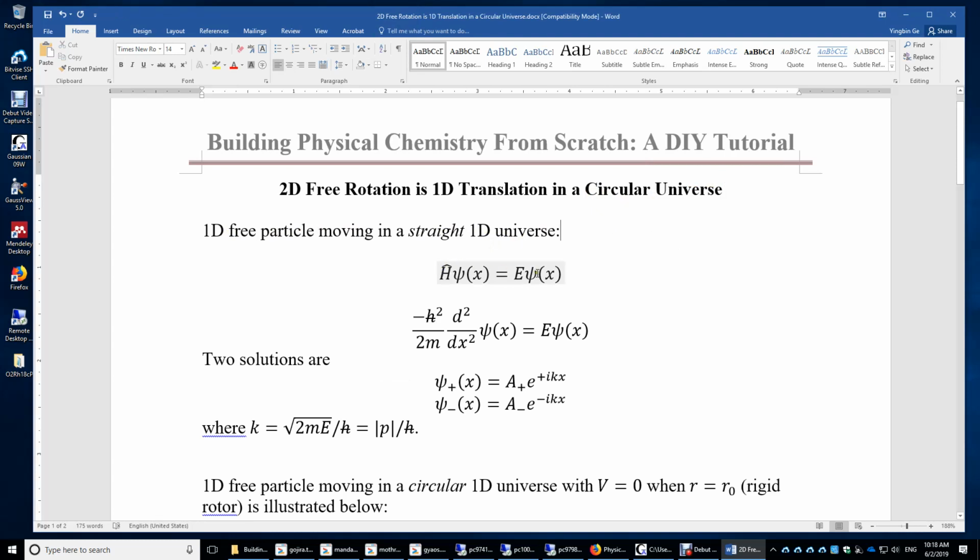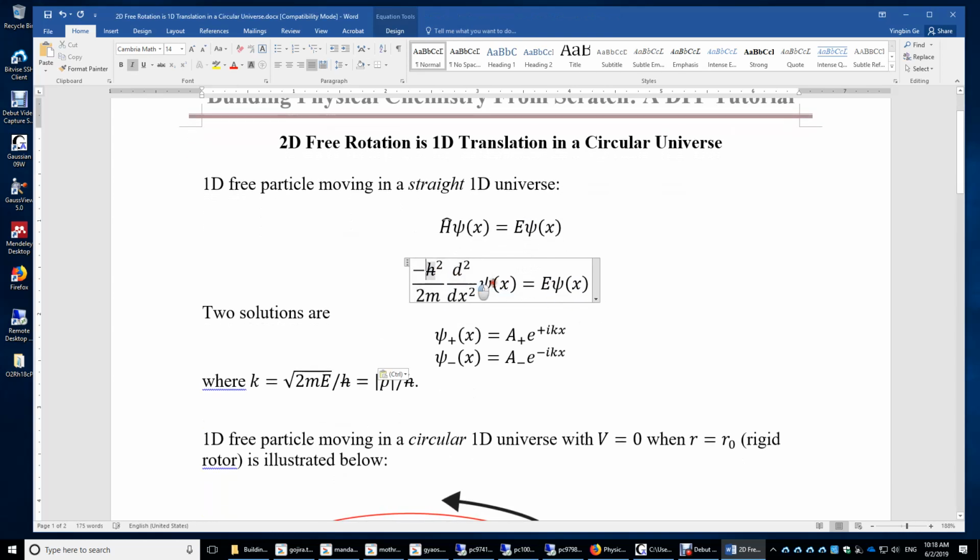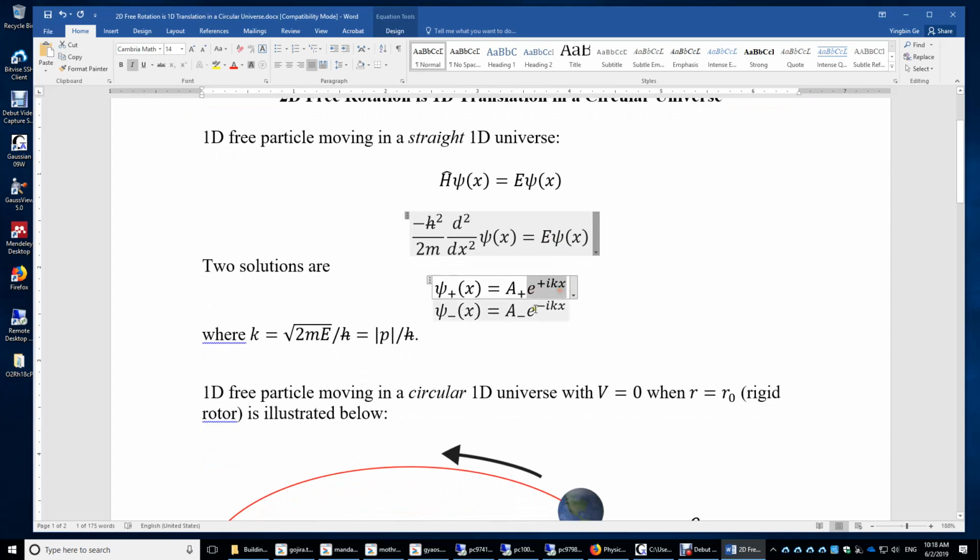Hψ = Eψ, and the potential energy is 0. Therefore, we just have the kinetic energy operator here, and we solve this Schrodinger equation. We have two solutions, e to the power of plus ikx and e to the power of negative ikx. What is k? k is the square root of 2mE over ħ, and the square root of 2mE is simply the magnitude of the momentum, because this E is equal to half mv squared when the potential energy is 0.